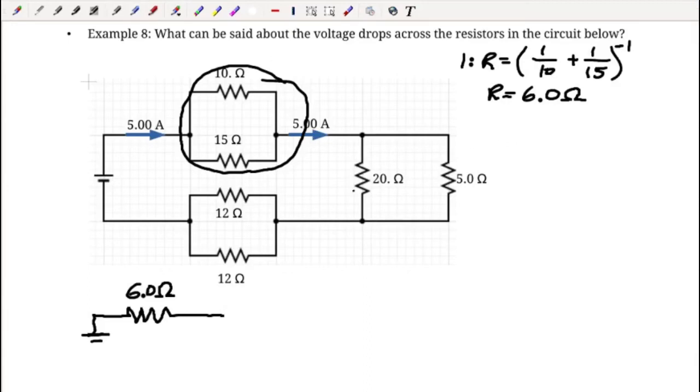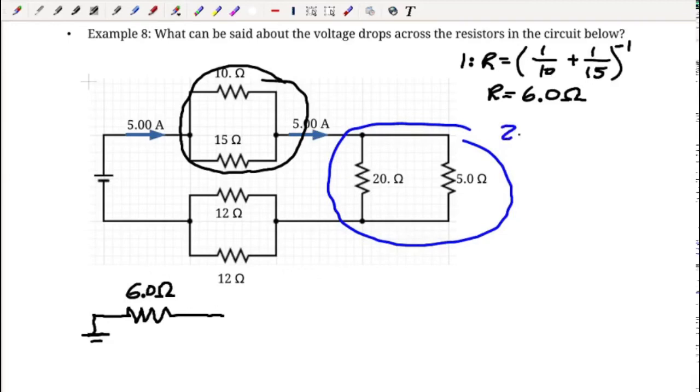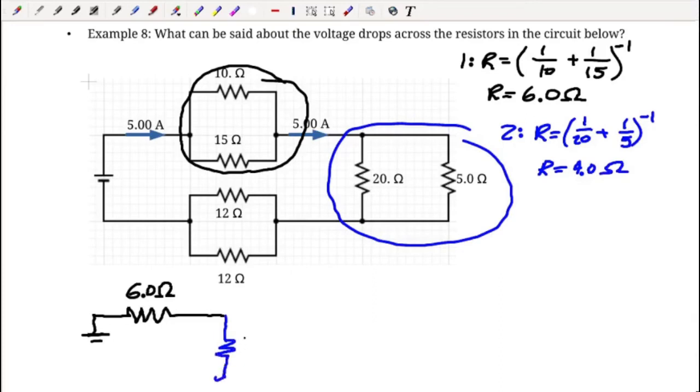And then I'm going to do the same thing for this branch. This is called parallel branches number 2. Again, I want to find the resistance, which is 1 over 20 plus 1 over 5 inverse. Again, type that into your calculator, and that gives me an equivalent resistance of 4 ohms. So I'm going to replace these 2 resistors with one equivalent resistor of 4 ohms.